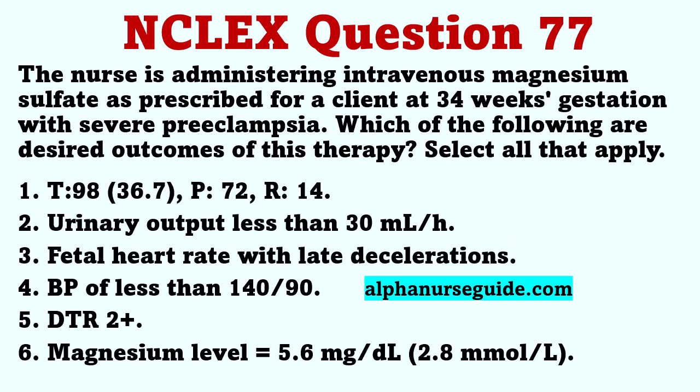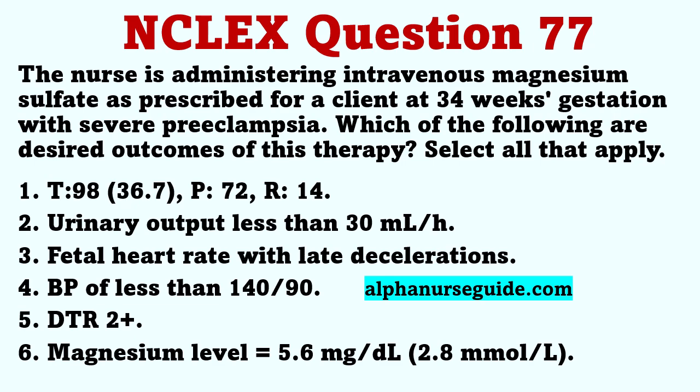The nurse is administering intravenous magnesium sulfate as prescribed for a client at 34 weeks gestation with severe preeclampsia. Which of the following are desired outcomes of this therapy? Select all that apply. 1. Temperature, 98 degrees Fahrenheit. Pulse, 72. Respiration, 14. 2. Urinary output less than 30 milliliters per hour. 3. Fetal heart rate with late decelerations. 4. BP of less than 140/90. 5. Deep tendon reflexes 2+. 6. Magnesium level equals 5.6 milligrams per deciliter.